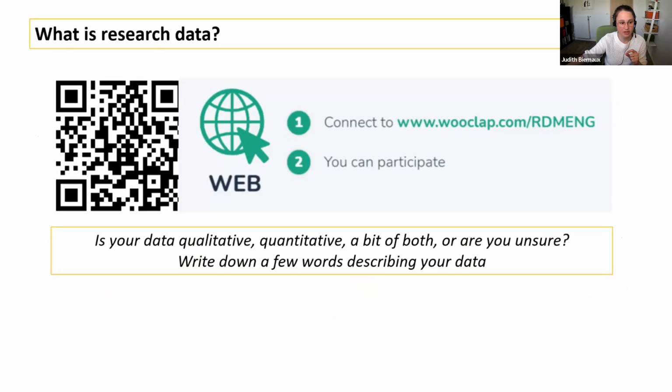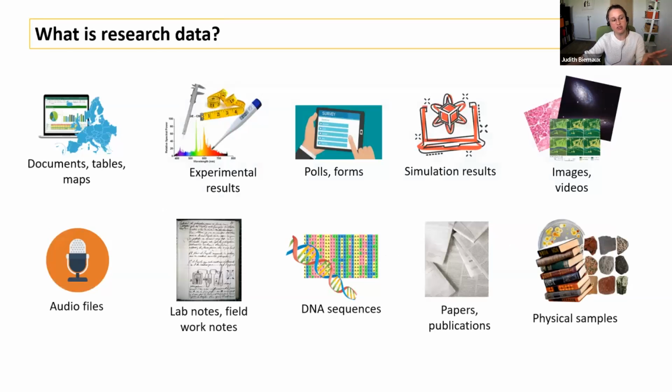All right. Bear in mind that we have all these examples of data, and that in all these categories of data, we can have both quantitative, qualitative, and a bit of both. So let me know. Let's just first focus on the question, is your data qualitative, quantitative, a bit of both? No one is unsure, which makes me happy. Some of you may also be working with maps, right? That are also a bit of both.